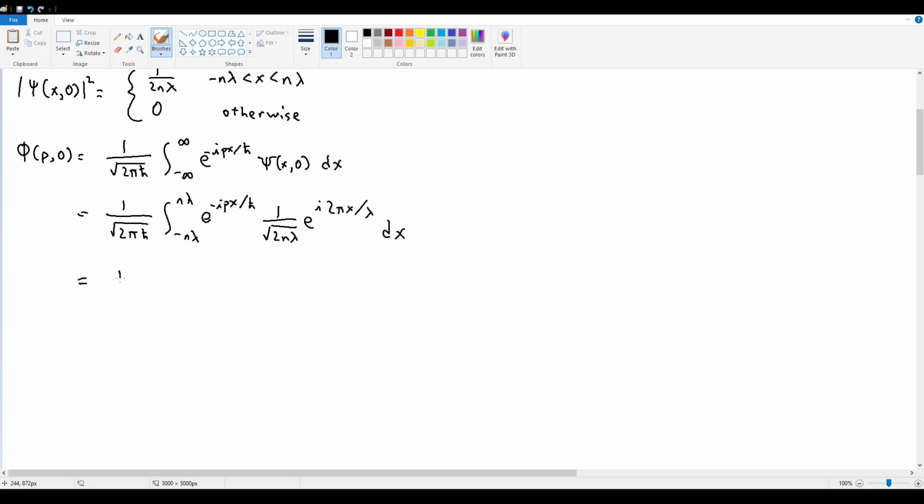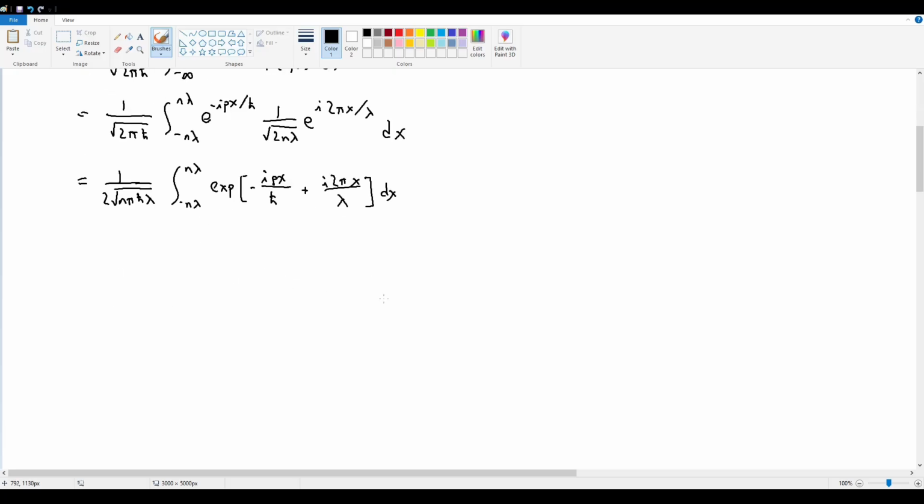Okay, now let's move all the constants out. So this is going to give us 1 over 2 and then square root n pi h bar lambda by moving the constants here out to the other side of the integral, right? Now we have negative n lambda to positive n lambda of these two exponentials that are multiplying against each other, so we just add their internal exponents. So this is going to give us an exponential of negative ipx divided by h bar added with i 2 pi x over lambda.